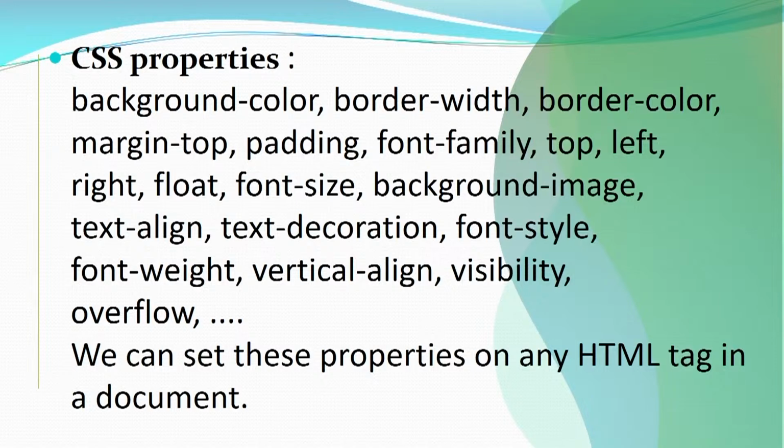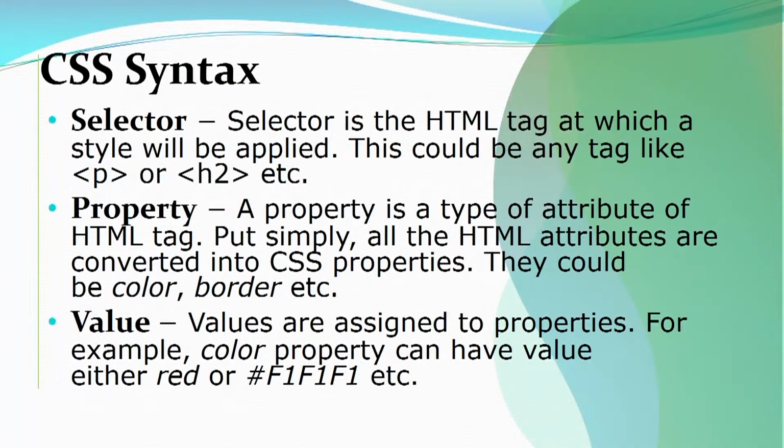So the properties which we can use in CSS are background color, border width, border color, margin attributes, padding attributes, font family attributes, top, left, right alignment, font size, background image, text align. So there is a long list of properties which we can set in HTML tags in a document.